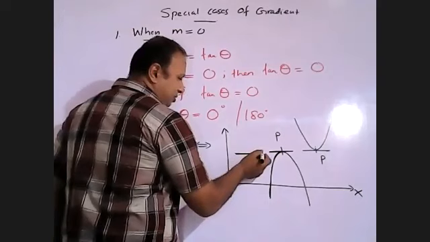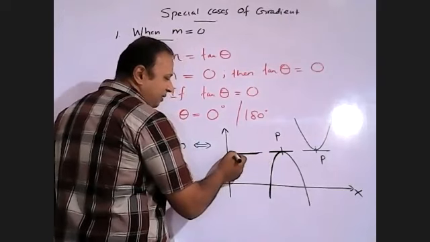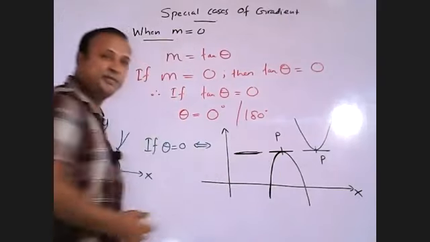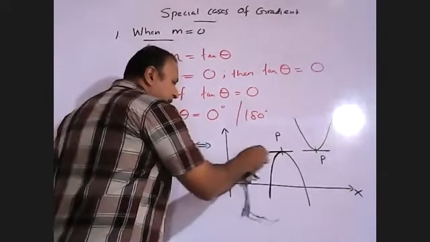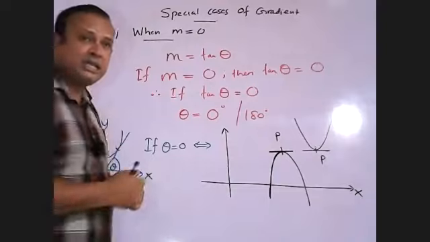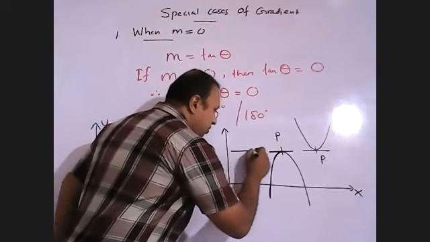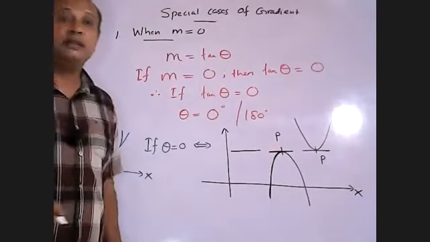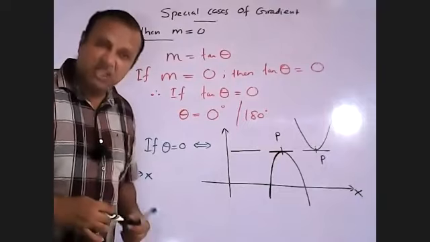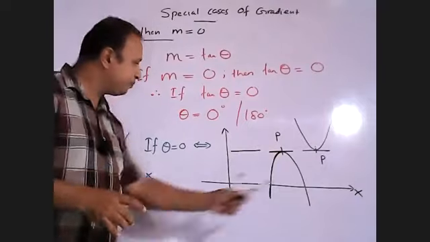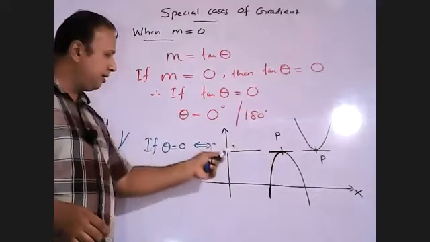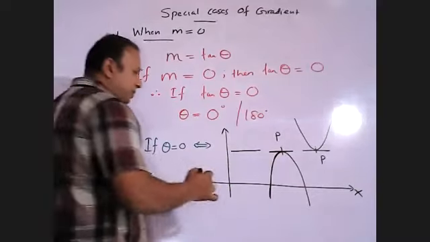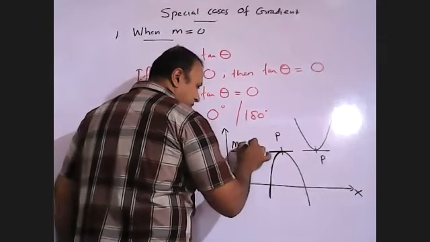Otherwise, we can have this kind of graph. Those are curve shapes. Other than curve shapes, there may be a straight line parallel to the x-axis. If there is a straight line parallel to the x-axis, m is equal to 0.